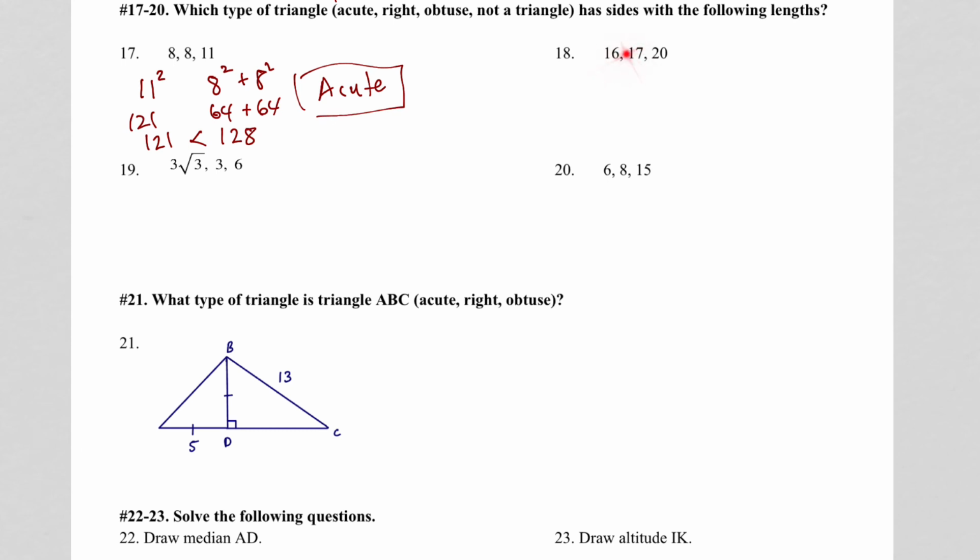Okay, first of all, 16 plus 17 is greater than 20, so this is a possible triangle. This is the longest side, the 20, so we'll compare the square of that with the sum of the squares of the two shorter sides. 20 squared is 400, 16 squared is 256, 17 squared is 289. When I add this up, I can see 200 plus 200 is 400, so 400 is smaller. Since this is less than the sum of those two, this is also acute.